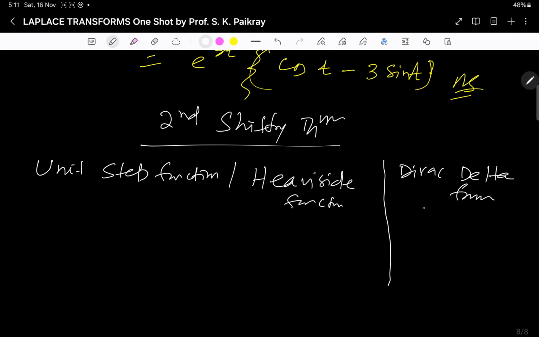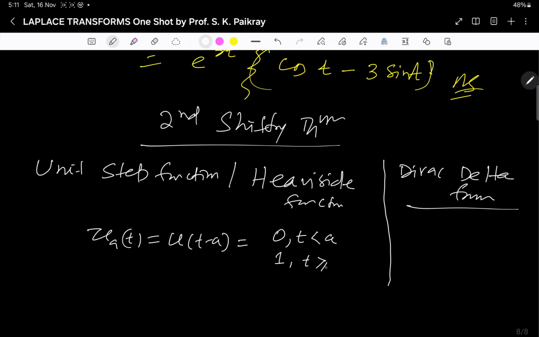Dirac delta function. These two functions I should know. Okay, so what is your Heaviside function? This Heaviside function is denoted as u(t minus a). It is equal to 0 when t is less than a, and 1 when t is greater than or equal to a. If I think of the graph of this function, it is like this.